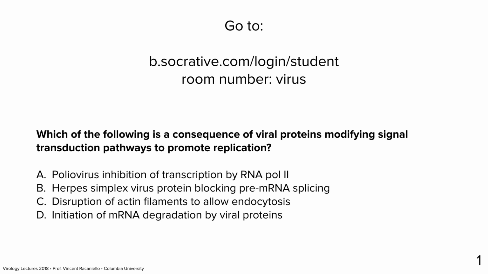Well, 67%, most of you got C, disruption of actin filaments to allow endocytosis. So that's the signaling pathway involved in promoting viral replication. All the other ones certainly occur, but they're not involving signaling.